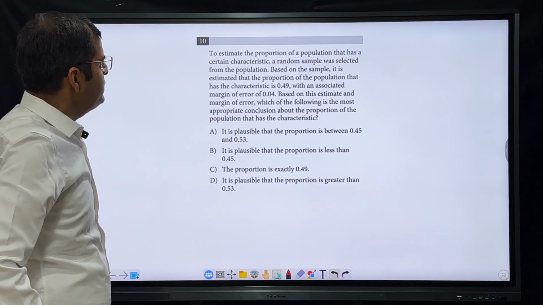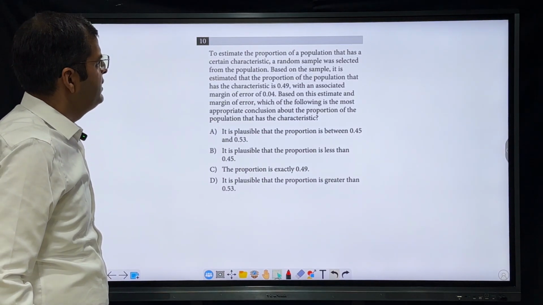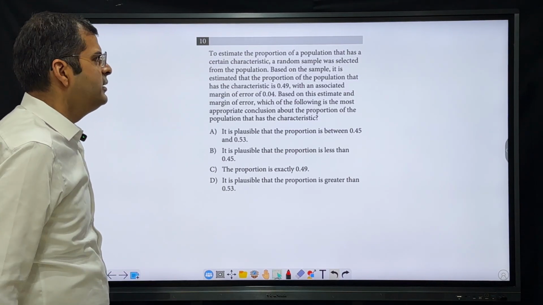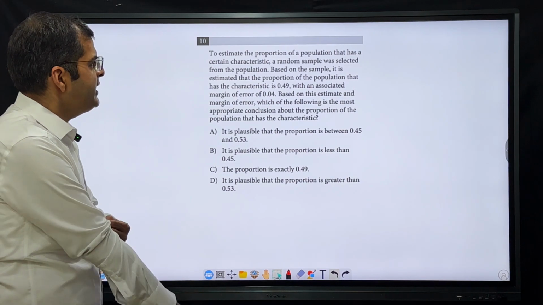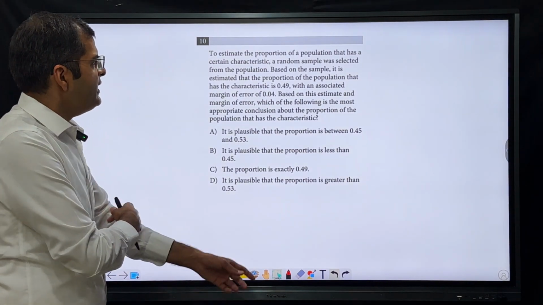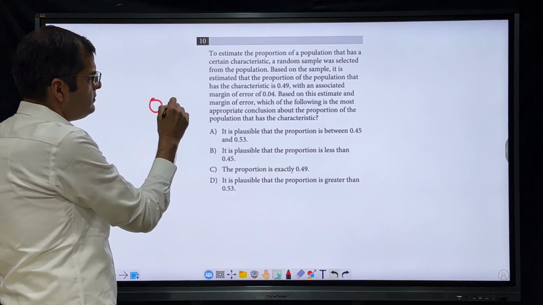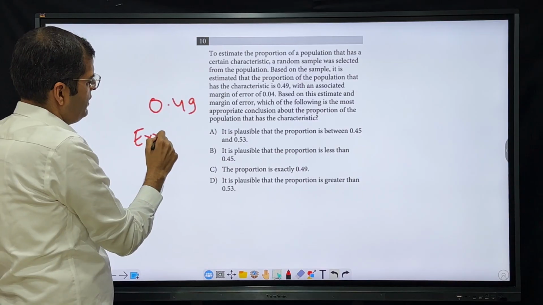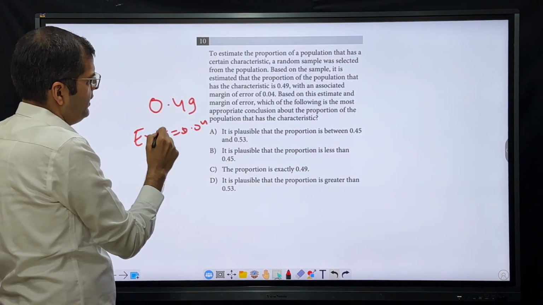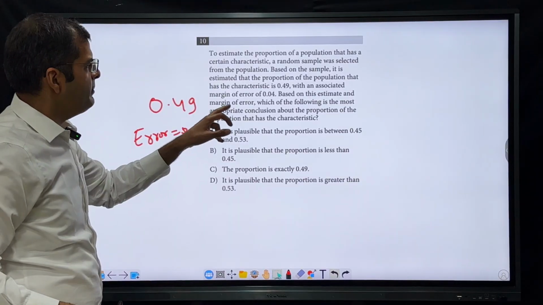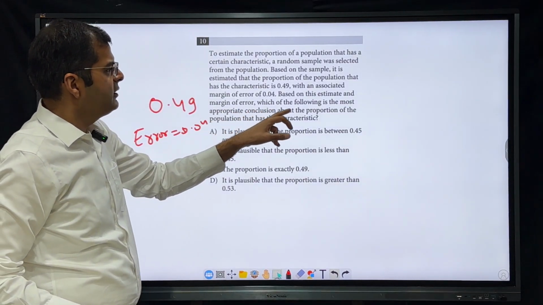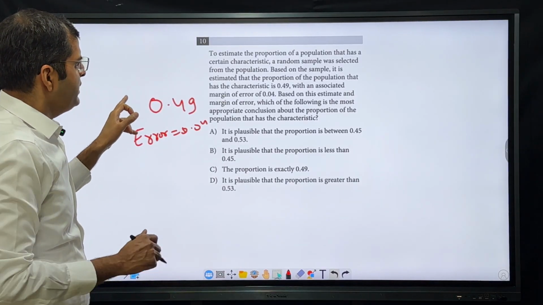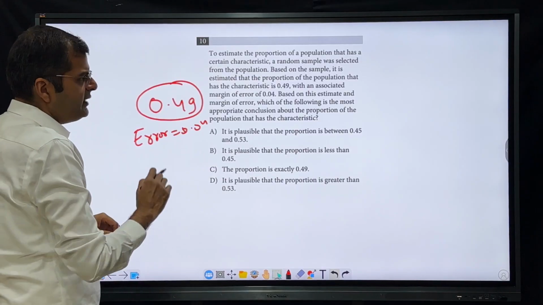Now question 10 says to estimate the proportion of a population that has a certain characteristic, a random sample was selected from the population. Based on the sample, it is estimated that the proportion of the population that has the characteristic is 0.49 with an associated margin of error of 0.04. So error is 0.04. Okay. Based on this estimate and margin of error, which of the following is the most appropriate conclusion about the proportion of the population with the characteristic? So first of all, the characteristic value is 0.49 and error is 0.04.